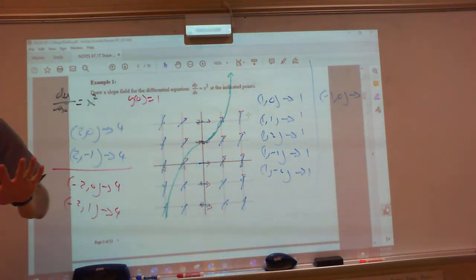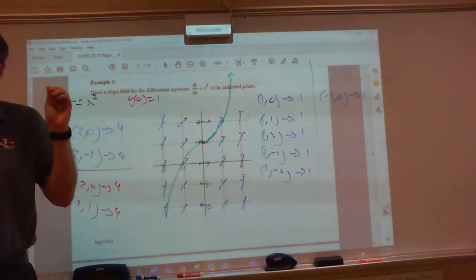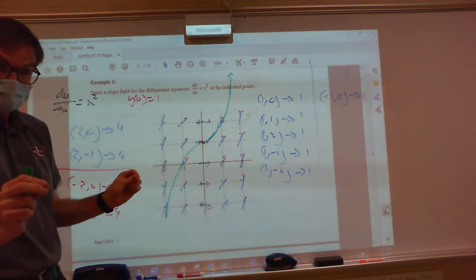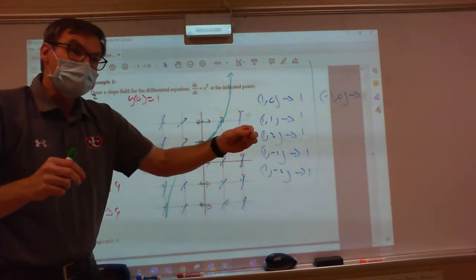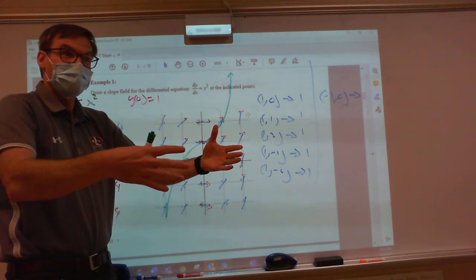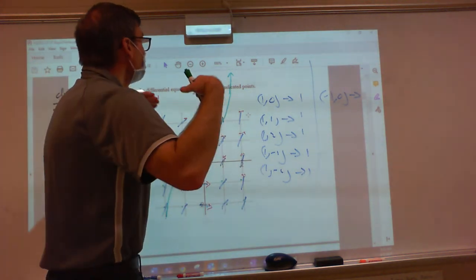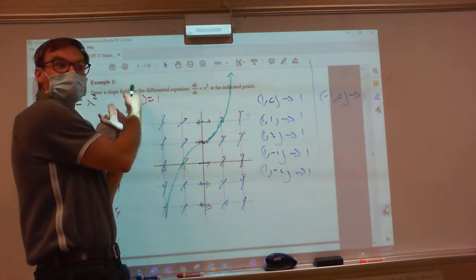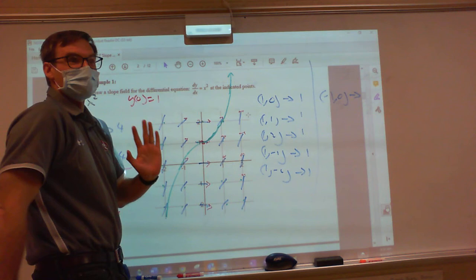Okay, did that make sense? Does everybody understand the purpose of a slope field? The purpose of a slope field is, if I can't figure out exactly what y is, can I create a picture of y? And to create a picture of y, you need a dot, which is our ping pong ball that gets blown around. Now, this is a very basic example.